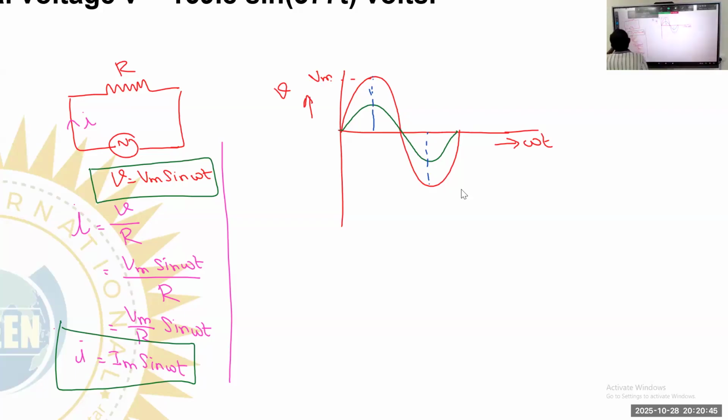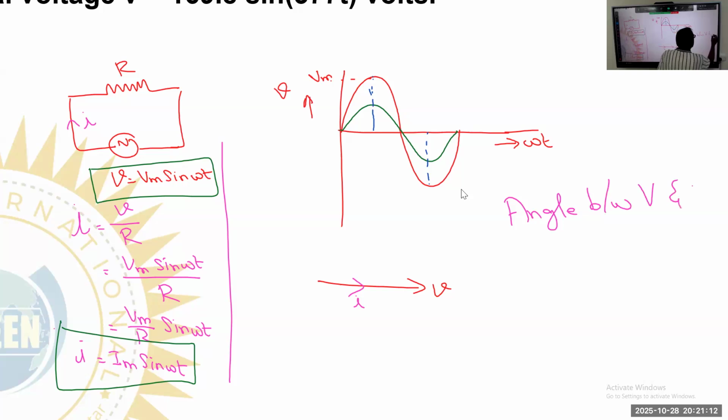This waveform we may draw as a phasor diagram like this. This is the voltage. This is the current, because both are flowing in the same direction. So what is the angle between voltage and current? 0. So the angle between voltage and current is 0.